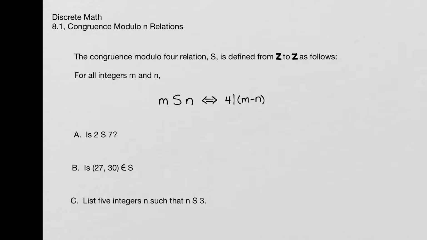And what this means is that two elements are in the same equivalence class if they both give the same remainder when divided by 4. So that's all we're saying here.